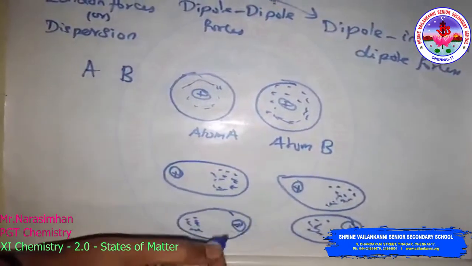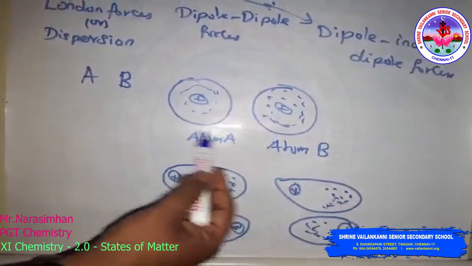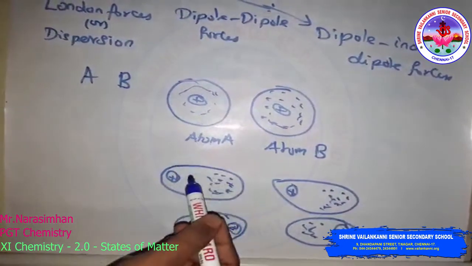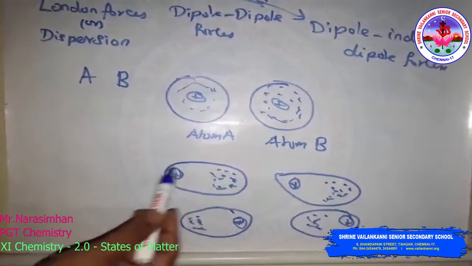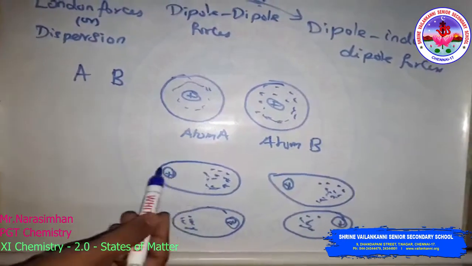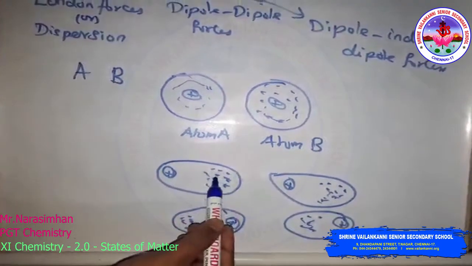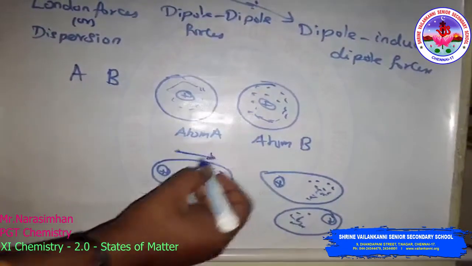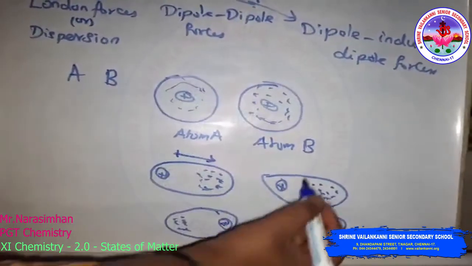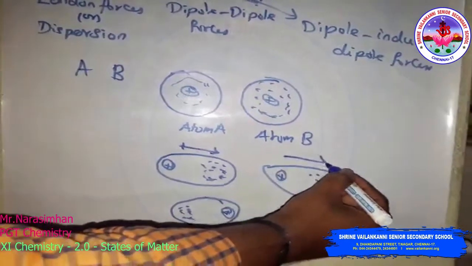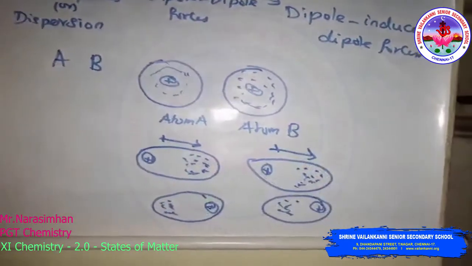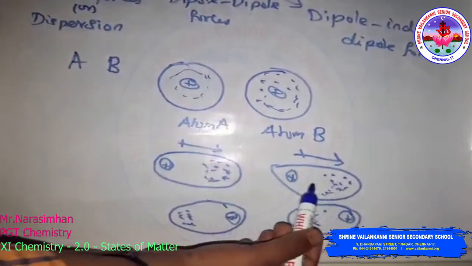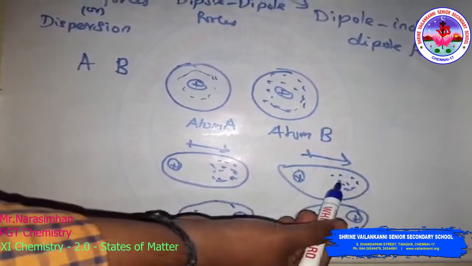Here is the distribution. The first one is the symmetrical distribution of the electronic charge cloud of atom A and atom B. Here atom A has an instantaneous dipole, with more electron density on the right-hand side. Usually we indicate the dipole with an arrow mark with a tail like this. This is atom B with the induced dipole.